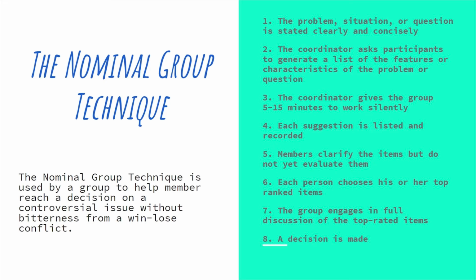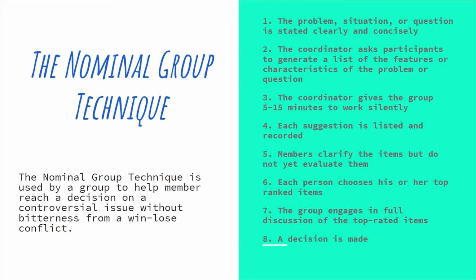The fourth, each suggestion is listed and recorded in a round-robin fashion on a chart visible to all members. The first person gives one idea from his or her list, and the recorder lists it. Then the next person gives one idea, and so forth, until the master list is complete.